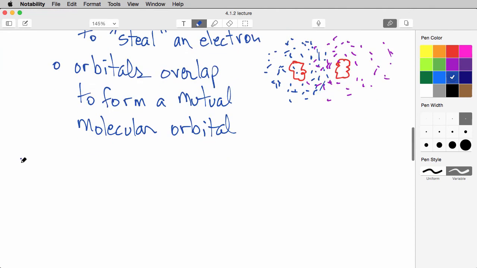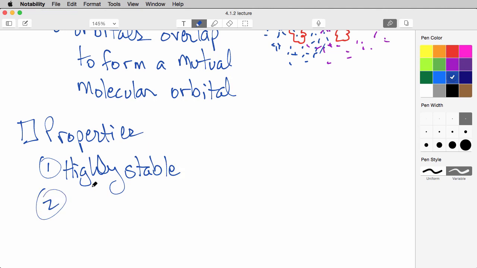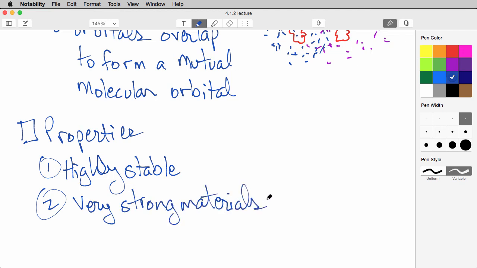All right, well, what are their properties in general? Well, the first important property is that it's a highly stable bond. It's something that leads to usually very strong materials. For example, among the strongest materials that we know, diamond. And of course, that's formed with covalent bonds.